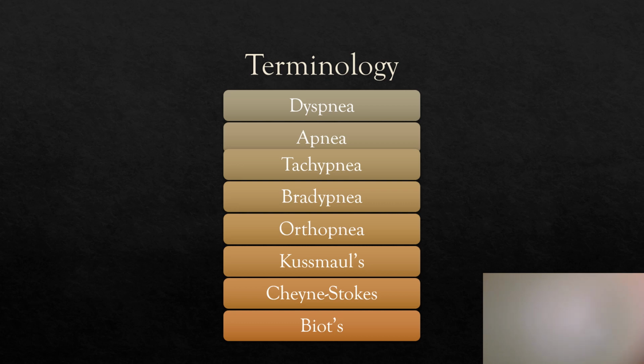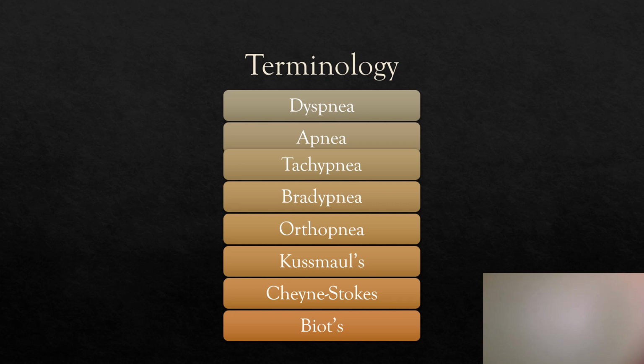Tachypnea, the tachy means increased rate. Bradypnea, the brady meaning decreased rate. Orthopnea is having dyspnea when we lay down. Kussmaul's respirations, this is the rapid, deep breathing.